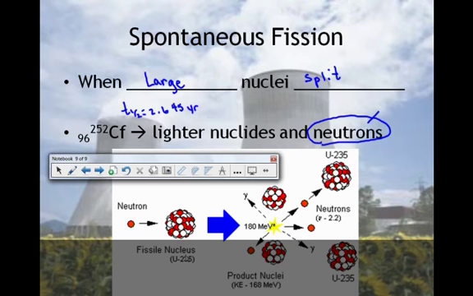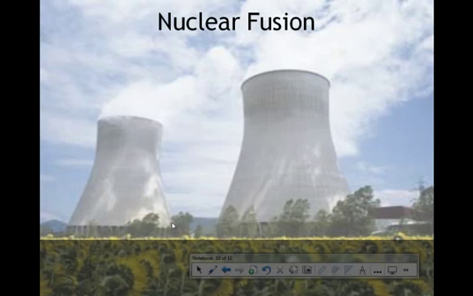So here's a picture of a uranium-235 nucleus that's bombarded with a neutron, and that causes it to split into smaller nuclei and more neutrons that go on to bombard other uranium nuclei so that we can continue on in this reaction. It's called a nuclear chain reaction.